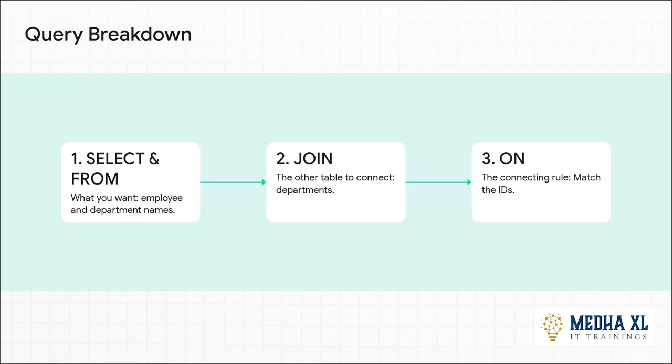Let's just follow the logic here. First up, select and from. That's you telling the database, hey, here's what I want to see, the employee's name and the department's name, starting from the employees table. Next, the join keyword points to the other table we need, departments. And then the on clause. That's the magic ingredient. That's the rule that connects them, saying only match the rows where the employee's d.id is the exact same as the department's ID.